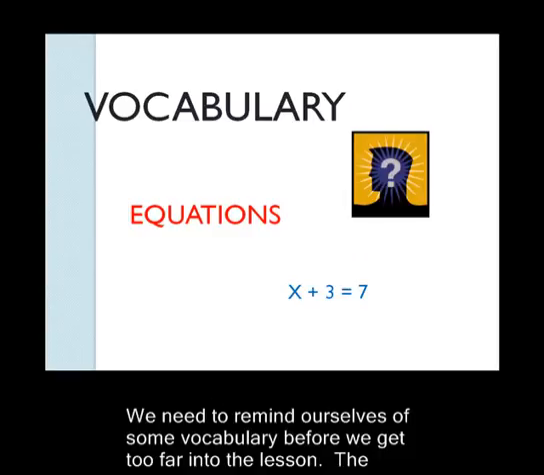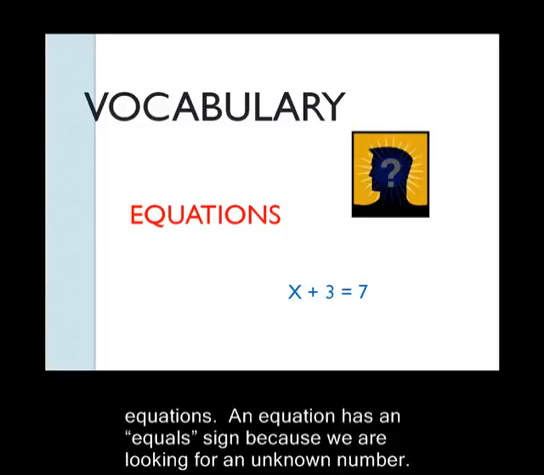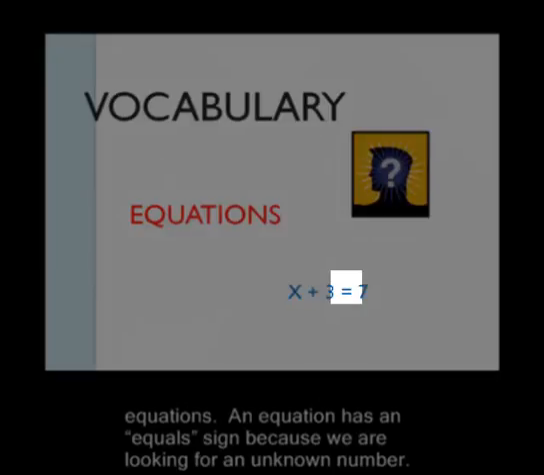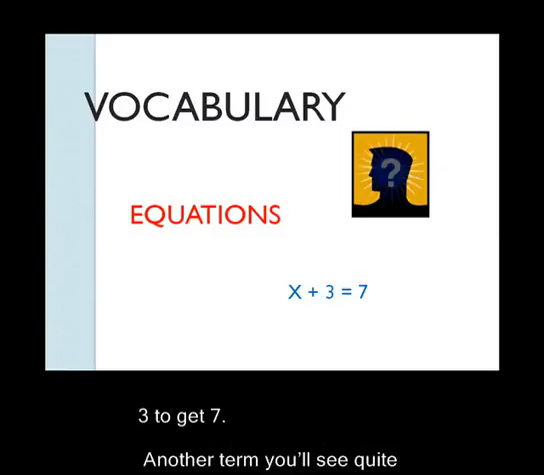We need to remind ourselves of some vocabulary before we get too far into the lesson. The lesson involves solving equations, so we should remind ourselves of the definition of equations. An equation has an equal sign because we are looking for an unknown number. X plus 3 equals 7 would be an example of an equation because we're trying to find the number we can add to 3 to get 7.